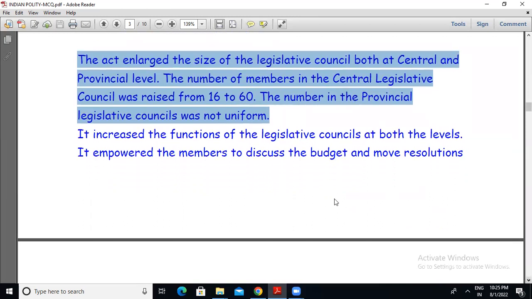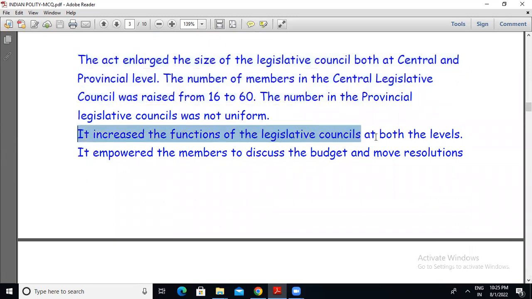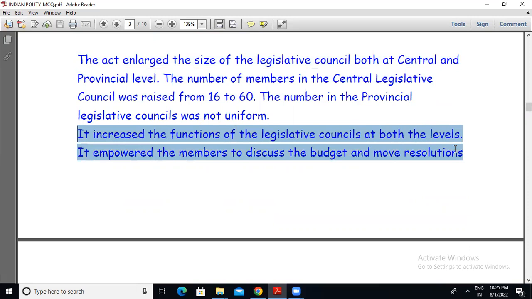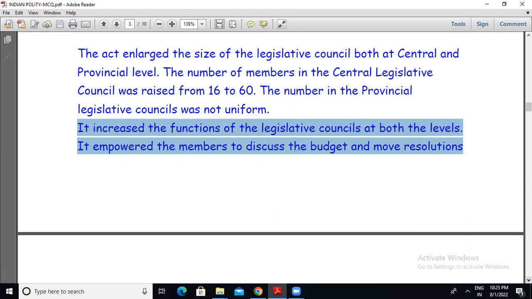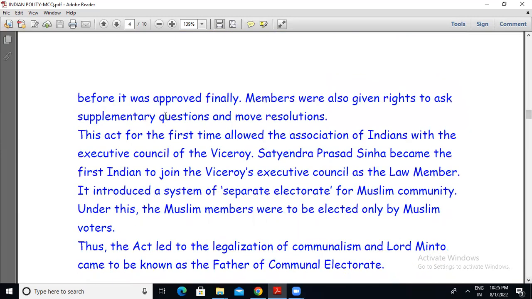Second, it increased the functions of the legislative councils at both levels. It empowered the members to discuss the budget and move resolutions. Before it was approved finally, members were also given the right to ask supplementary questions and move resolutions. So both are important facts: in 1909, the Morley Minto reforms or Indian Councils Act 1909, discussion on the budget was allowed to members.